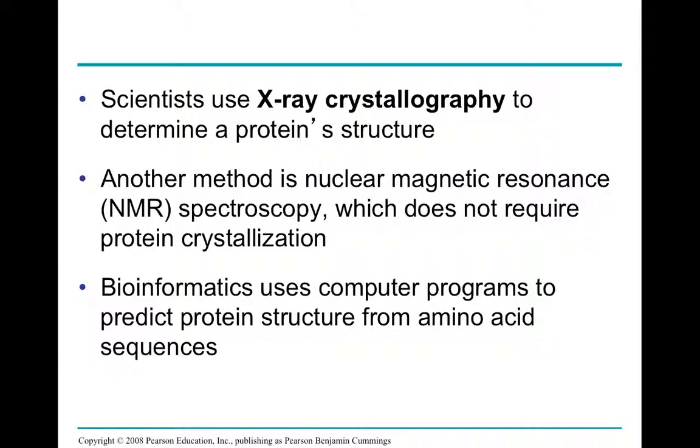Okay, so just to kind of finish up, one way that scientists determine a protein structure is by using X-ray crystallography. It's just a method of seeing different proteins, what they look like. Another method is using nuclear magnetic resonance spectroscopy, which does not require protein crystallization. Bioinformatics uses computer programs to predict protein structure from amino acid sequences.